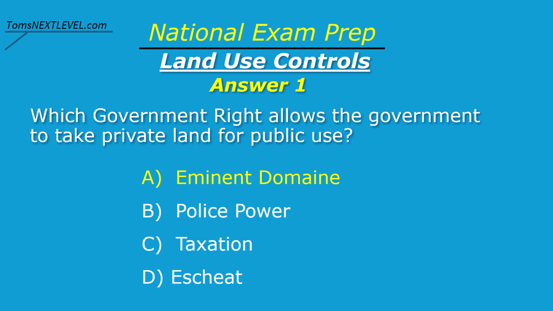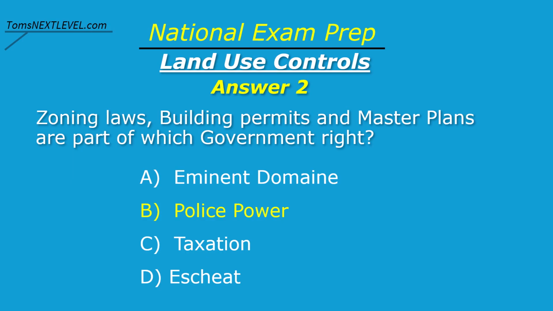Answer to 1 is, of course, eminent domain, letter A. Good to know your government controls on land and what is included in each one of them. Number 2, the correct answer is B, police power. Police power includes zoning laws, building permits, master plans. Once again, know your government controls and what's included in each one of them.